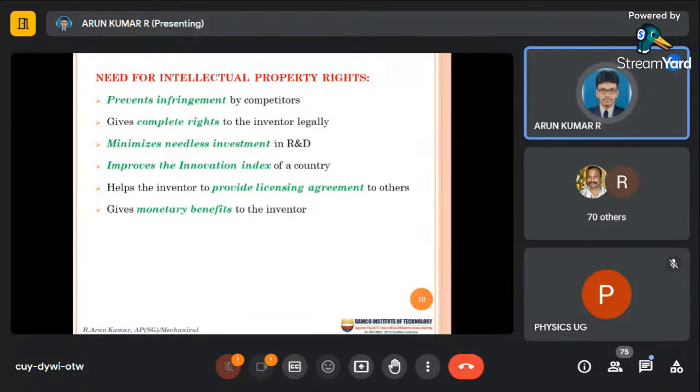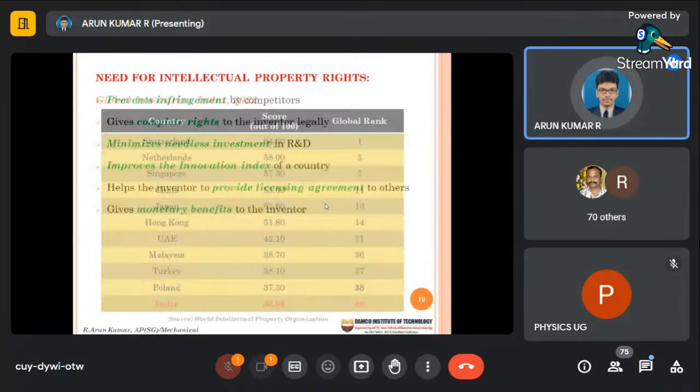And next one is it gives the monetary benefit to the inventor ultimately. Whatever property you're going to create, the purpose of creating a property is to have a monetary benefit, and that is what it is going to end up. So these are a few needs of intellectual property rights. Now we'll have a deep understanding about how an individual's responsibility of generating an IP is going to help a country, that too from our perspective.